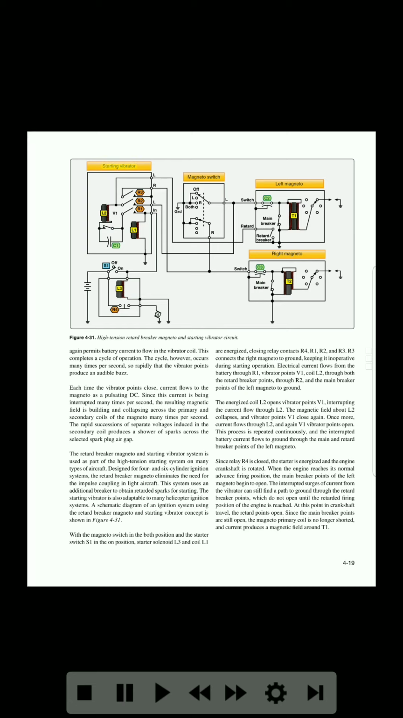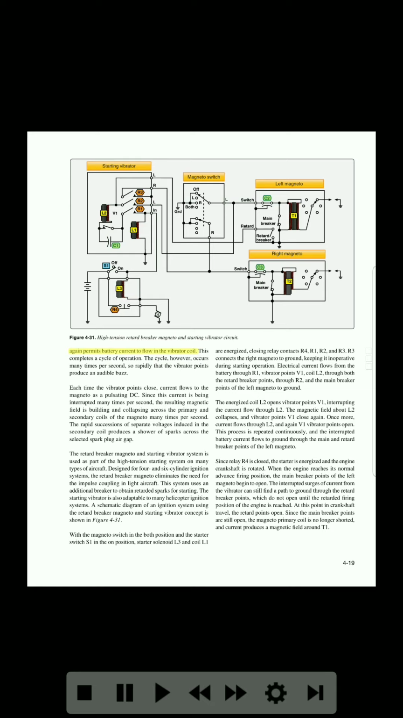Starting vibrator. Magneto switch, left magneto. R. R3. R2. L, R, both. Off, L. Switch. C2. L2. V1. R1. L in. GRD. Main breaker. T1. L1. Retard. R. Retard breaker. C1. Right magneto. Off. S1. On. Switch. L3. C3. Main breaker. T2. R4. Figure 4-31. High-tension retard breaker magneto and starting vibrator circuit.